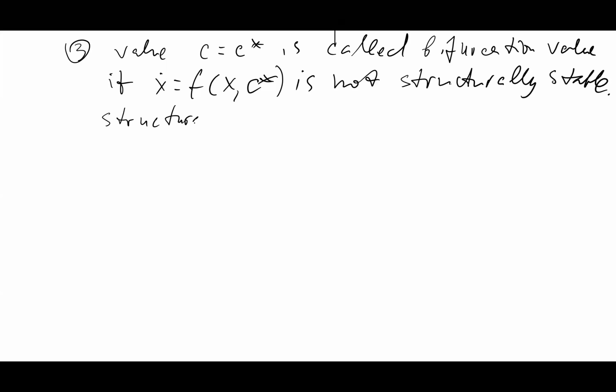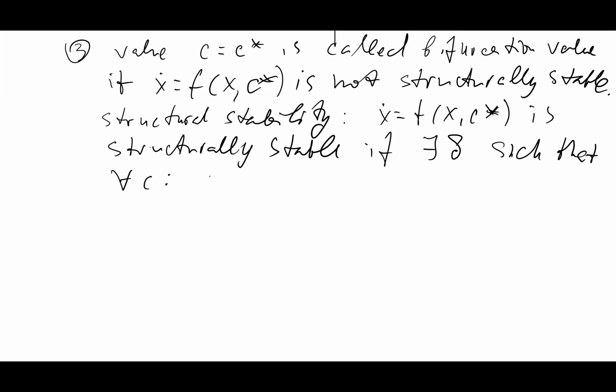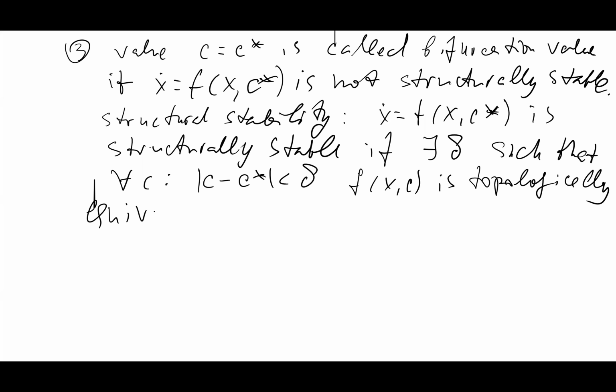Structural stability. X dot equal to f of x, c star, where c star is a fixed value of c, is structurally stable if there is delta such that for any c in the vicinity of c star, f of x, c is topologically equivalent to f of x, c star.